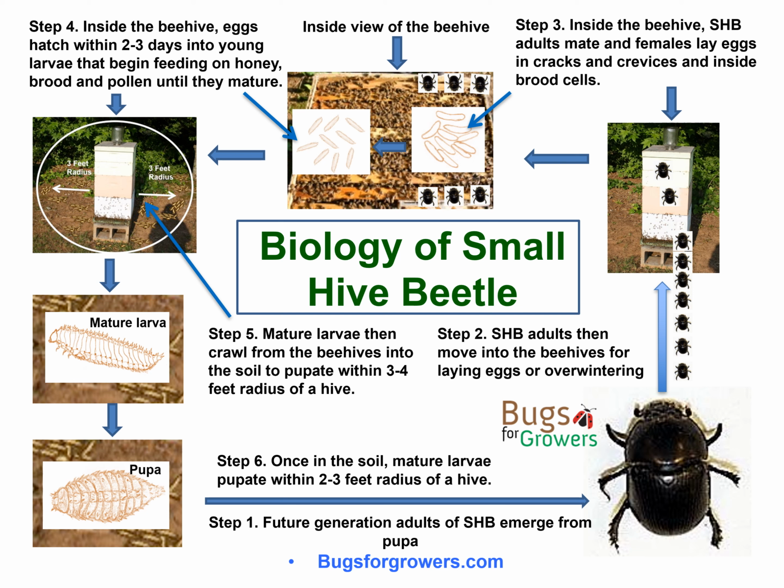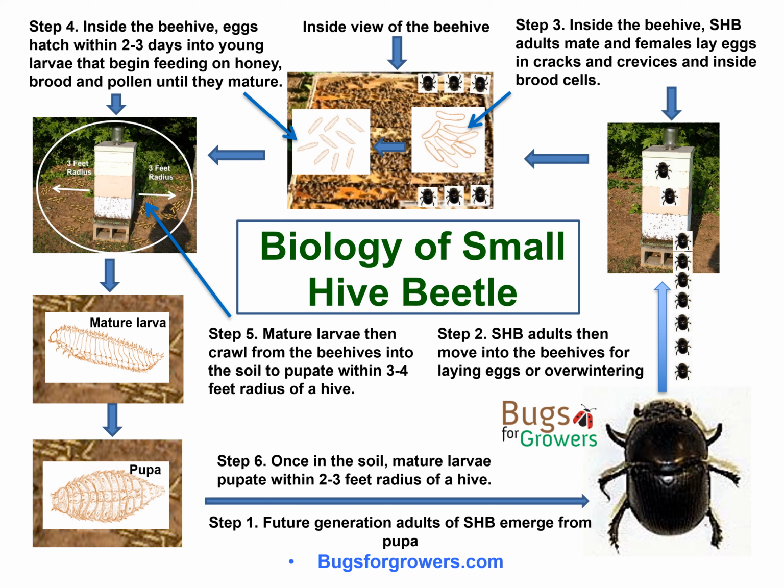In the fifth stage, matured grubs will then move out of beehive boxes and burrow about 4 inches deep in the soil within about 3 to 4 feet radius of hives for pupation. In the soil, development of the pupal stage generally lasts for 3 to 4 weeks.